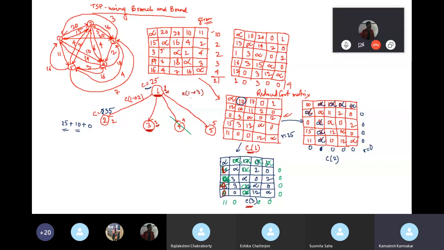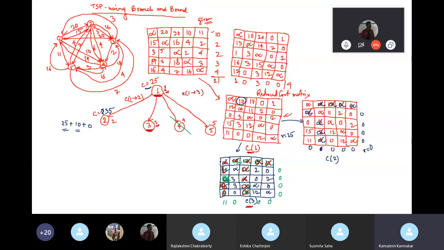If we consider this edge 1, 2, 3, then the first row and third column will be marked as infinite. That's why all the values of the first row and all the values of the third column are being marked as infinite. We are marking these elements of the row and the elements of the third column as infinite. After updating those values, now we have to calculate the reduced matrix.